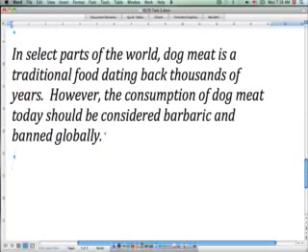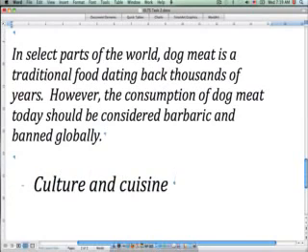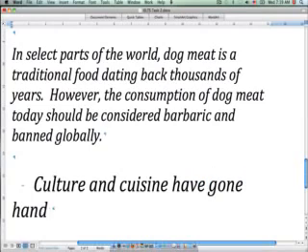So basically, as you know, what we need is a broad sentence to start our essay with. And today we're talking about culture, and we're talking about food, and we're talking about perhaps cultural differences when it comes to cuisine and what people consider as cuisine. So let's first tie those ideas together. Perhaps something like culture and cuisine have gone hand in hand.